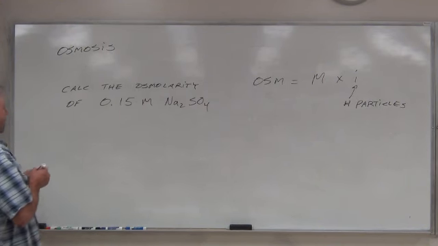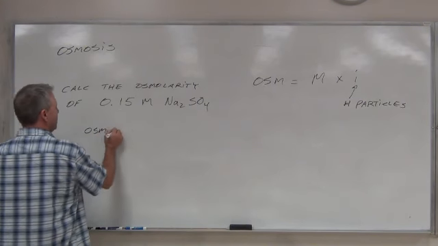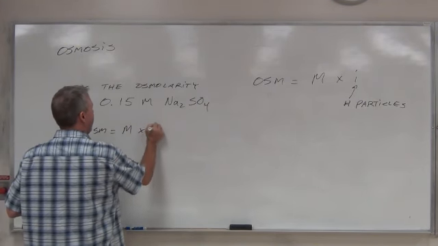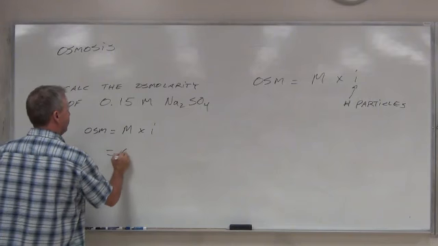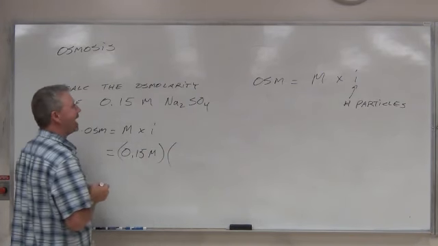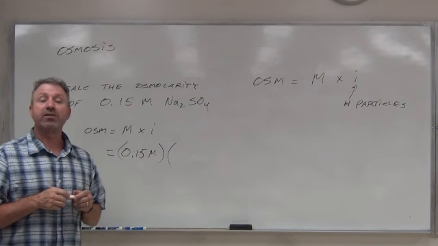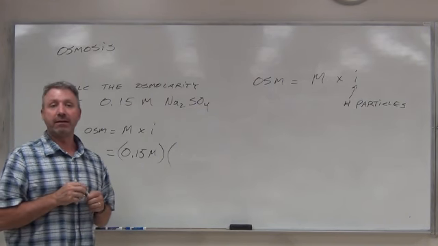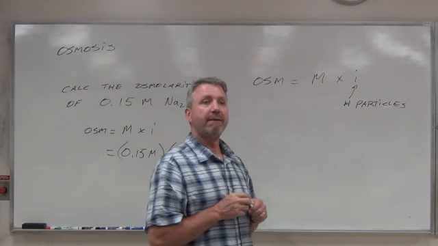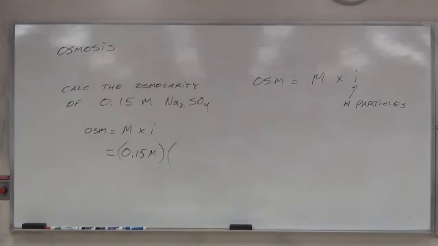Our formula is osmolarity, abbreviated OSM, equals molarity times I. The molarity is given, so that's no big deal. But what is I for sodium sulfate? It's 3. How do you know that? Sulfate, SO4, is 1. It counts as 1 because it doesn't break apart.